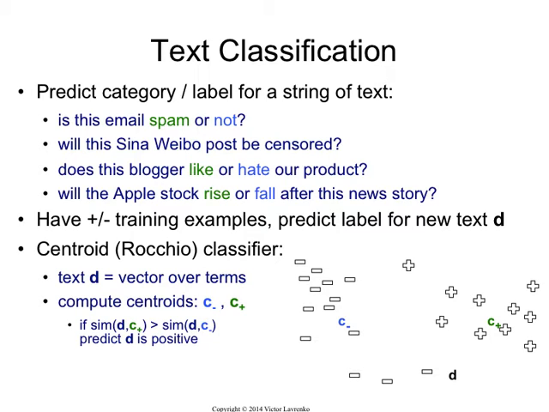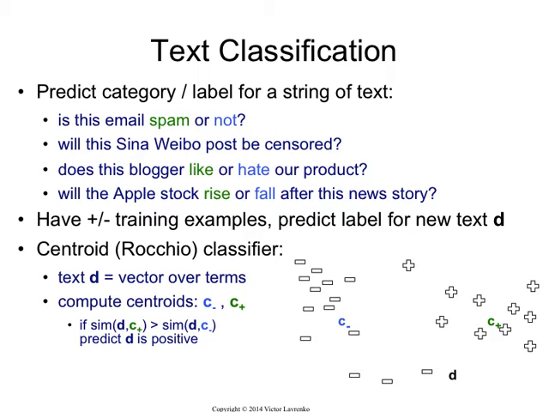For any new document that comes in, you compare it to the positive centroid, compare it to the negative centroid, and see which one it is closer to. In this case, document D is closer to C+, so you would classify it as the positive class. It's a really, really simple rule. It takes no cleverness to implement.